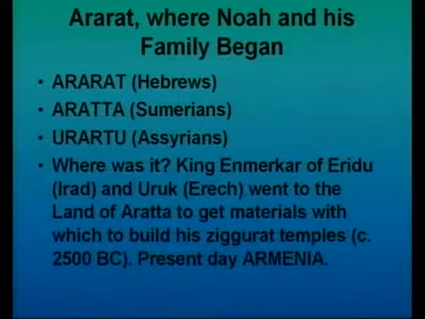So where was it? Well, there was a king in the ancient Mesopotamian civilizations called King Enmerkar, whom some people consider to be Nimrod, mentioned in Genesis. He set up a big ziggurat, a temple at Eridu, which is biblically known as Irad. He was also the king of Uruk, which in Genesis is called Erech. He went off to the land of Aratta to get materials with which to build his ziggurat temples.